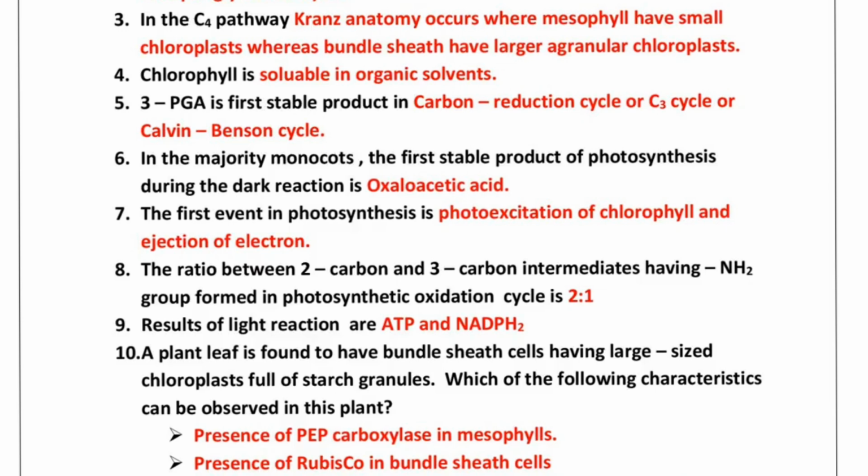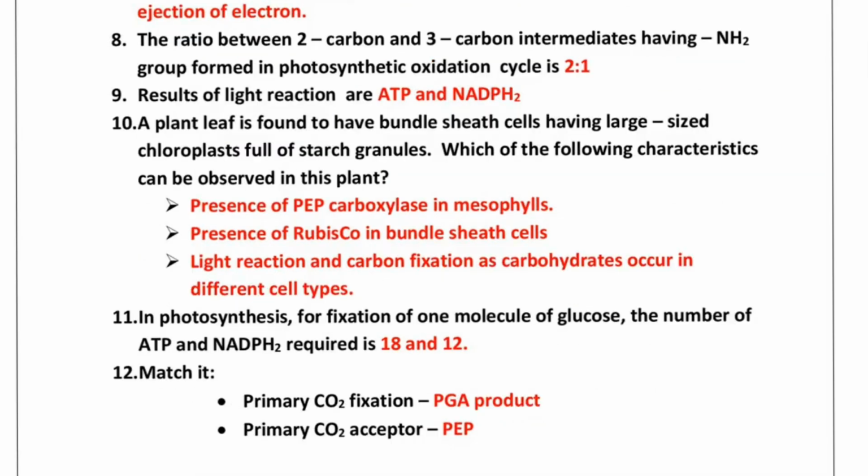A plant leaf is found to have bundle sheath cells having large-sized chloroplasts full of starch granules. Which of the following characteristics can be observed in this plant? Presence of PEP carboxylase in mesophyll, presence of rubisco in bundle sheath cells, light reaction and carbon fixation as carbohydrates occur in different cell types. In photosynthesis, for fixation of one molecule of glucose, the number of ATP and NADPH2 required is 18 and 12.